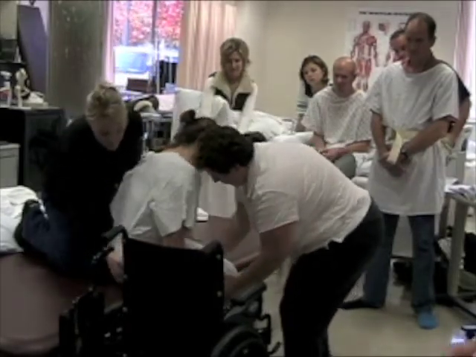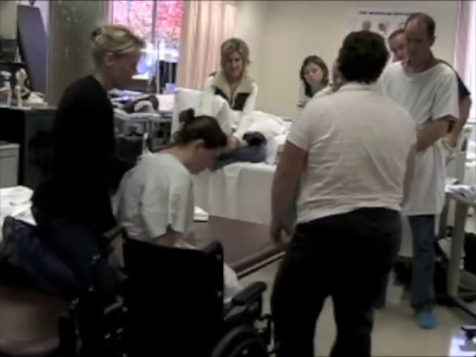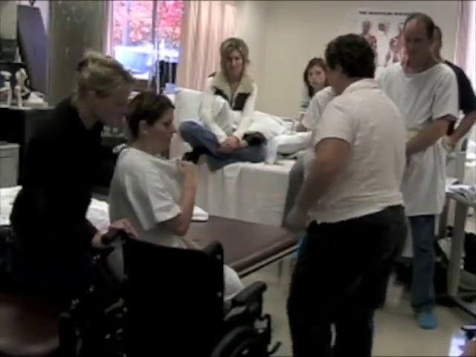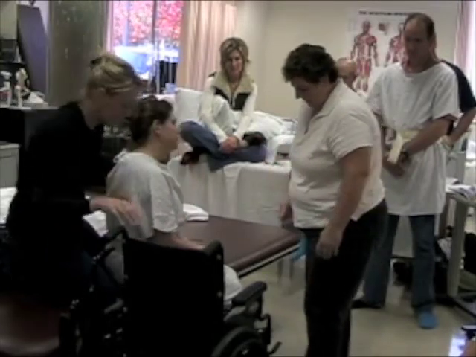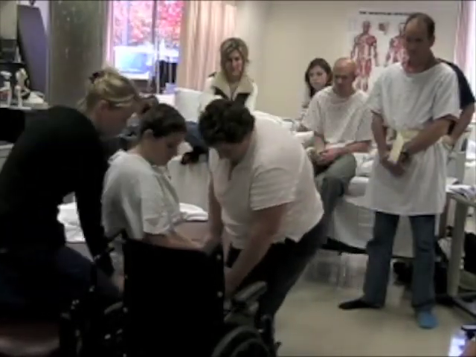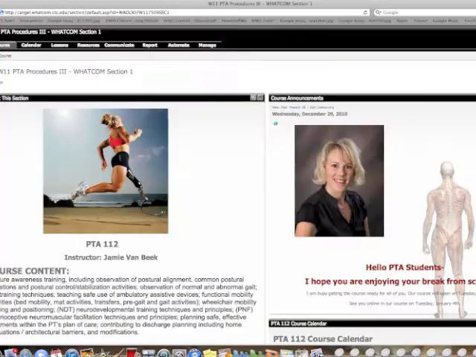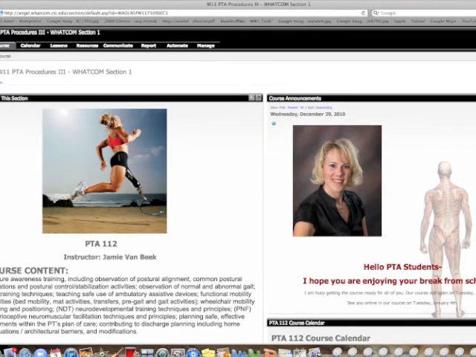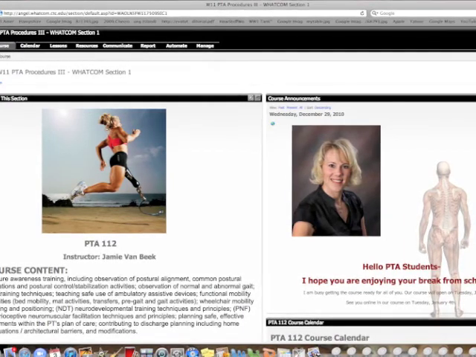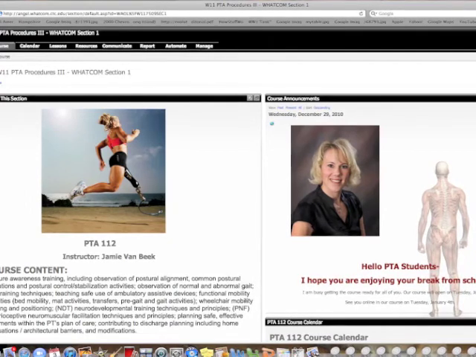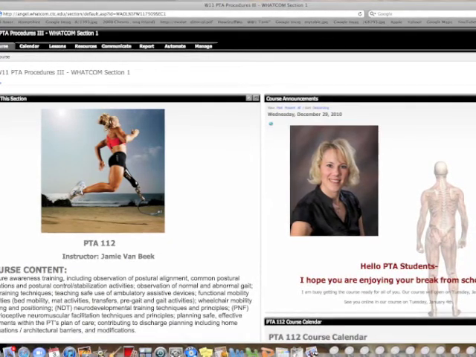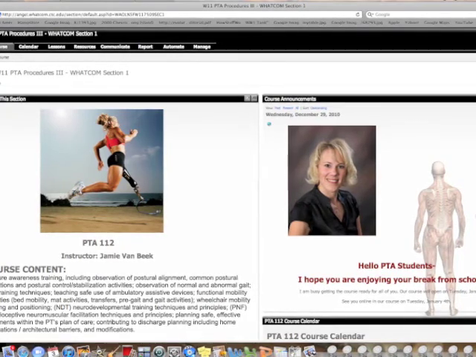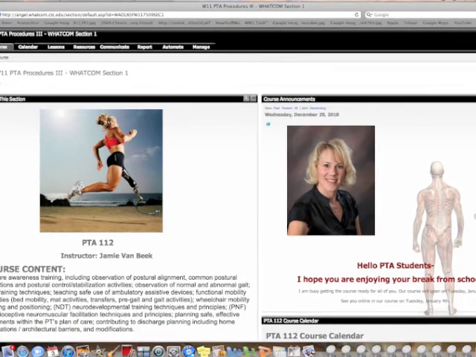The one thing that you really need to do as soon as possible is get your textbooks. The textbook you used for PTA 110 this summer, Pearson's Principles and Techniques of Patient Care, you should still have, and we'll be starting right there with Chapter 7 on wheelchairs. So you need to start reading that. The other book that you need is Physical Rehabilitation, 5th edition, by Susan O'Sullivan. It's a very good book which you will be using throughout the rest of your courses in the PTA program.